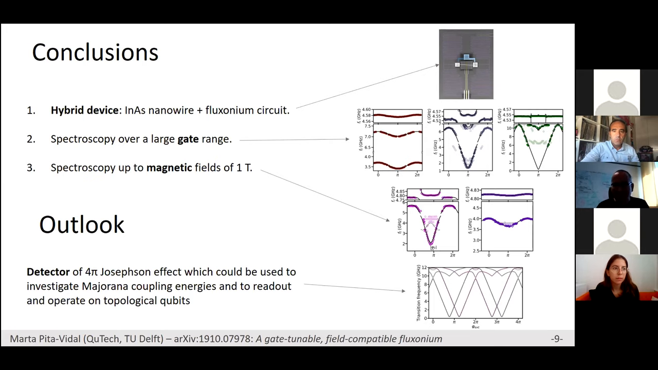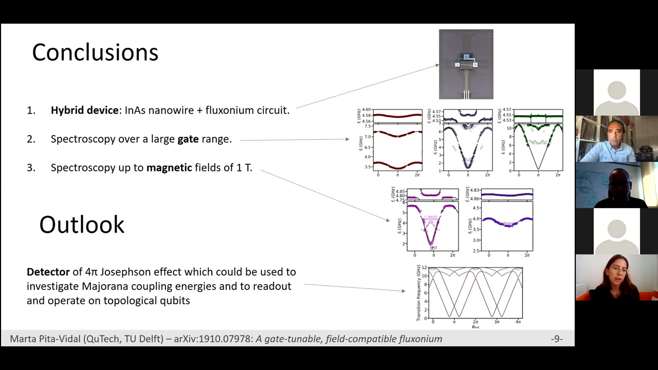Yes, on your outlook, what are you missing to go to the Majorana regime since you are at 1 Tesla already? Yeah, as we all know, the presence of Majoranas or not in the nanowires depends a lot from device to device, and we haven't explored a lot of different devices with different nanowires. But in principle, the device is ready to detect Majoranas if they are there and coupled to each other across the junction.